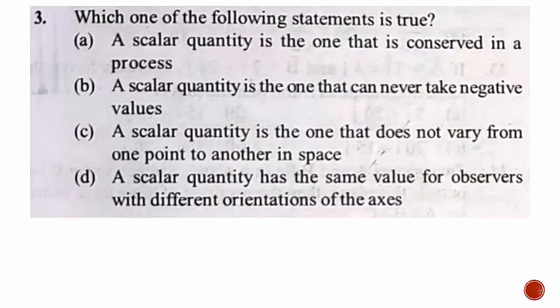Question 3. Which of the following statements is true? Yes, we can observe the options one by one. Option A: a scalar quantity is the one that is conserved in the process. Whether it is true or false, first we can see here.